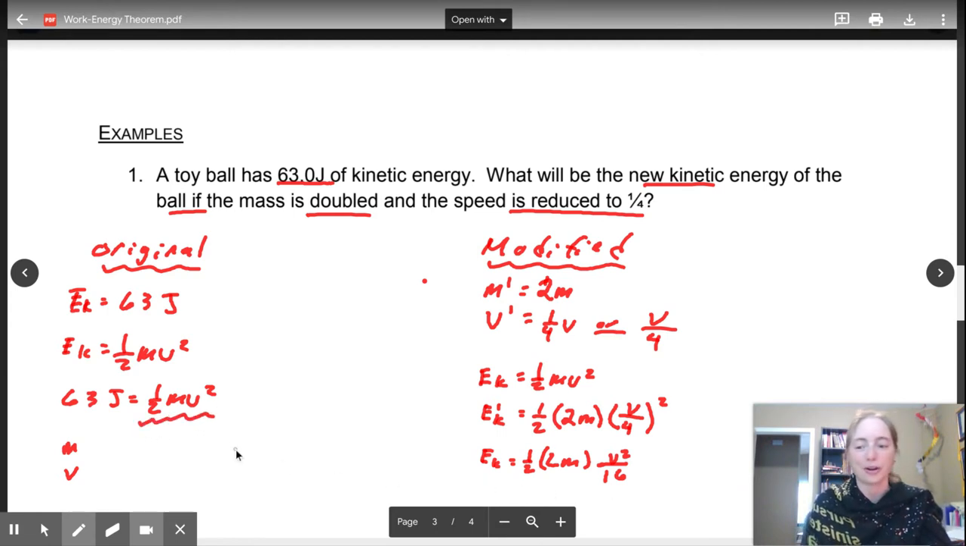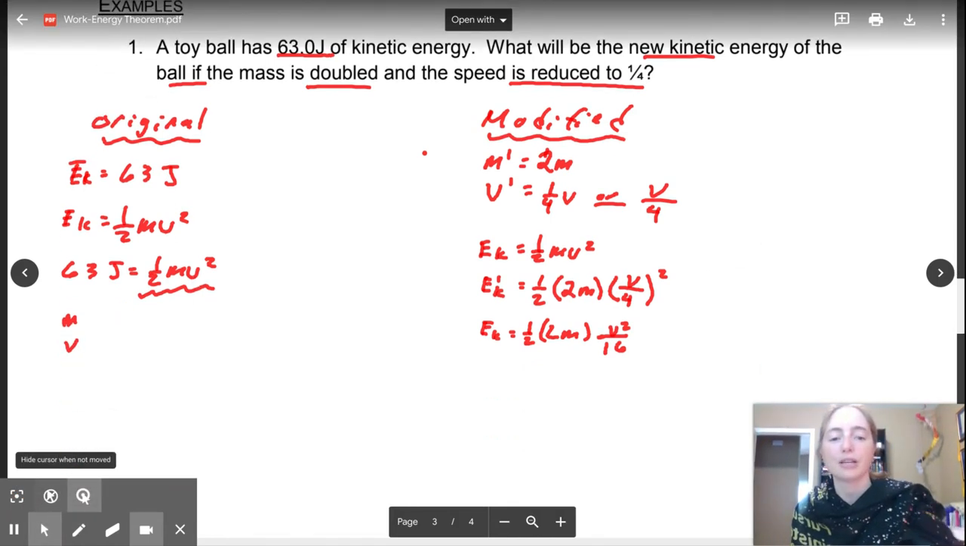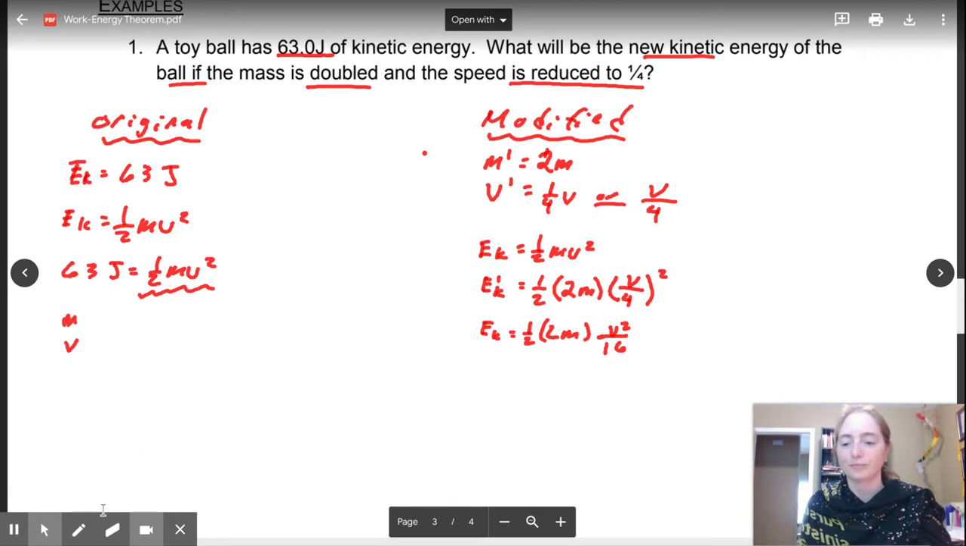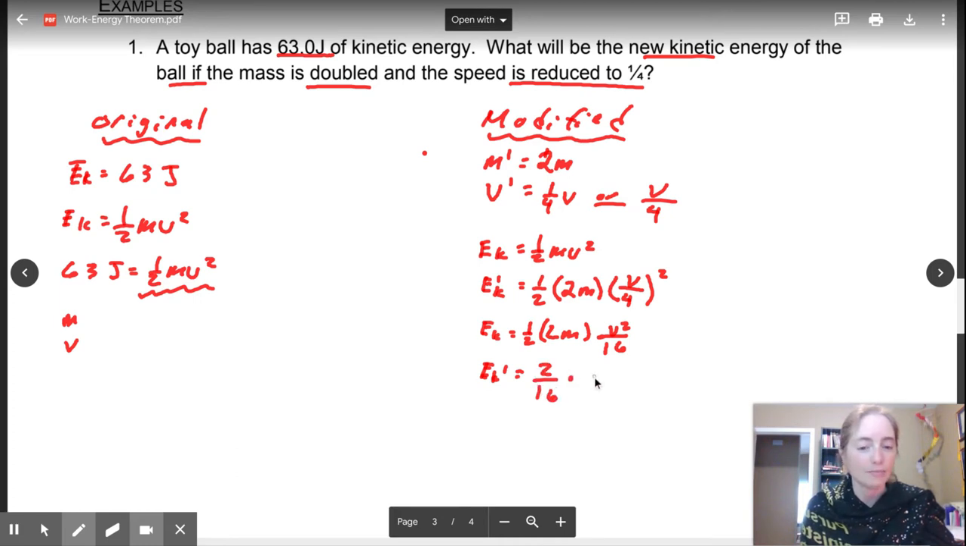All right, I'm just going to scroll down here so I've got some more space. So my EK prime is going to equal, I'm going to factor out this 2 over 16 here, 2 over 16 times my 1/2 mv squared. So I factored out the 2 and I factored out the 16, divided by 16.